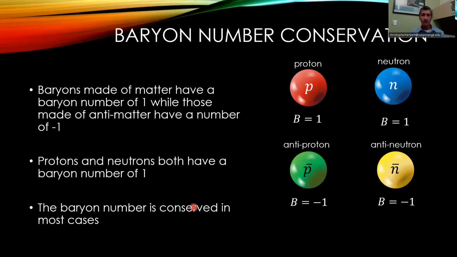And what was observed early on was if we do some type of reaction, we'll call it a reaction, although it's not a reaction in the chemical sense, we have particles that interact at the beginning, and after the interaction, we have different products. When we look at these reactions, we say that the baryon number, in most cases, is going to be conserved. Now, for instance, a proton is a baryon, a neutron is a baryon. They both have baryon numbers of 1.